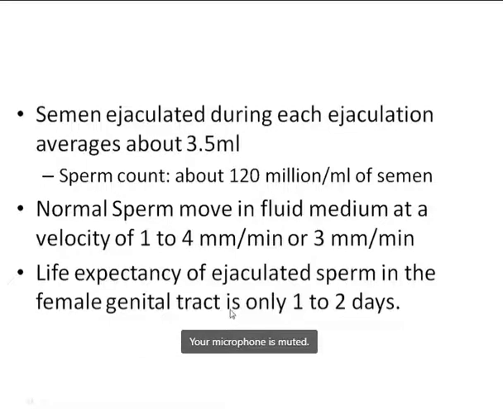Anyone who can tell me the average life of the ova? For the ovum, anyone can tell me in the female genital tract? 24 to 48 hours. Okay.